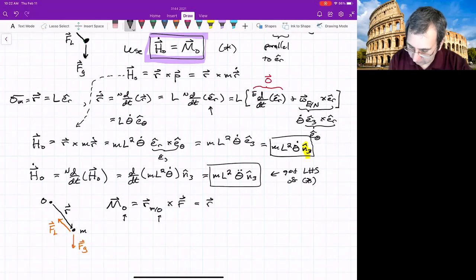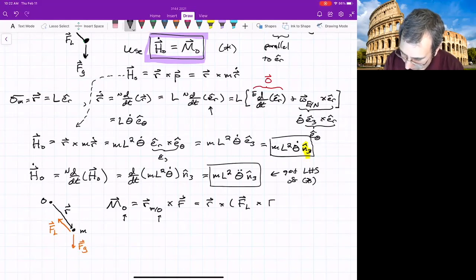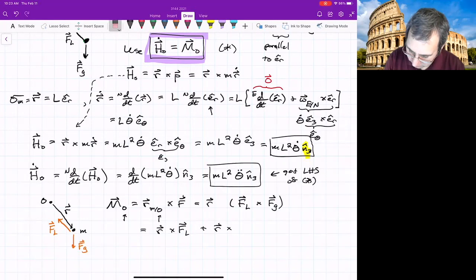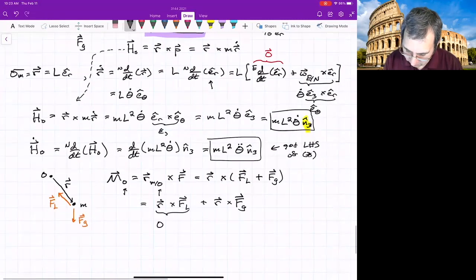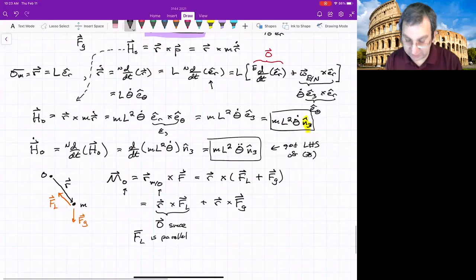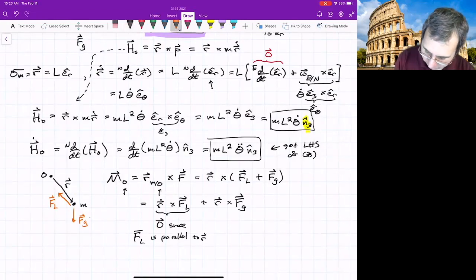So I could split this up, and I'll drop the subscript MO because we know this is just the one position vector that we're dealing with. R cross, now what was my total force? FL plus FG. All right, so R cross FL plus R cross FG. This first one is 0, since FL is parallel to R. Even if it's anti-parallel, they're along the same line. This other one is not, though. What is FG? FG is mg in the negative N2 direction.